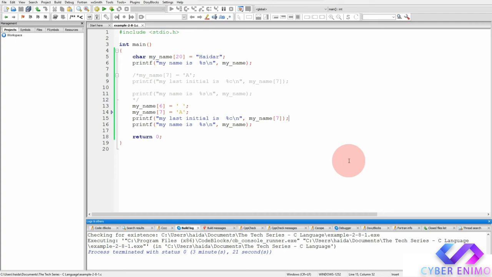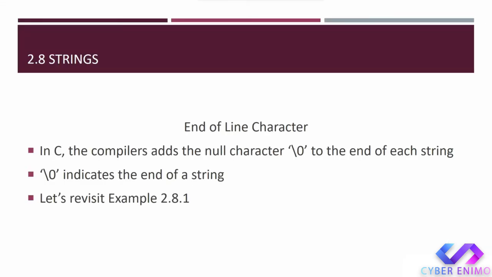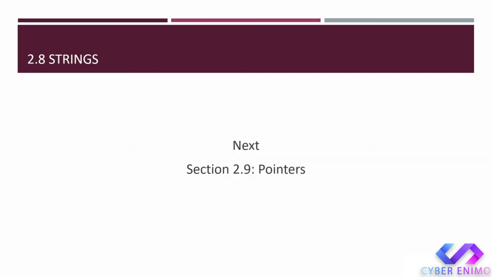Let's go back to our slides. We've come to the end of this video, and one last thing to mention is that C has a library called string, and it has a full set of functions to deal with manipulating strings. We will cover a lot of those functions in chapter 4. Next is section 2.9, pointers.